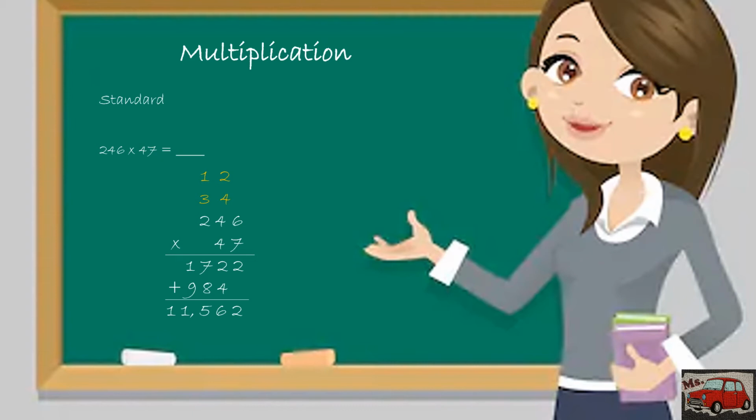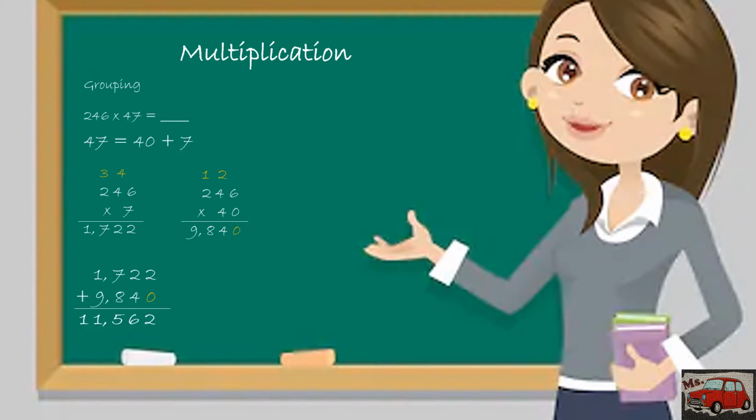After that, saka ko siya i-add. 2, since wala namang number sa baba nun, automatic 0. So, 2 plus 0 is equals to 2. 2 plus 4, 6. 7 plus 8, 15. 1 plus 15. So, ilalagay ko yung 5 sa baba at saka yung 1 ilalagay ko dun sa taas ng 1. So, 1 plus 1 plus 9 is equals to 11. So, the answer is 11,562. Now, let's multiply the same numbers by using grouping.